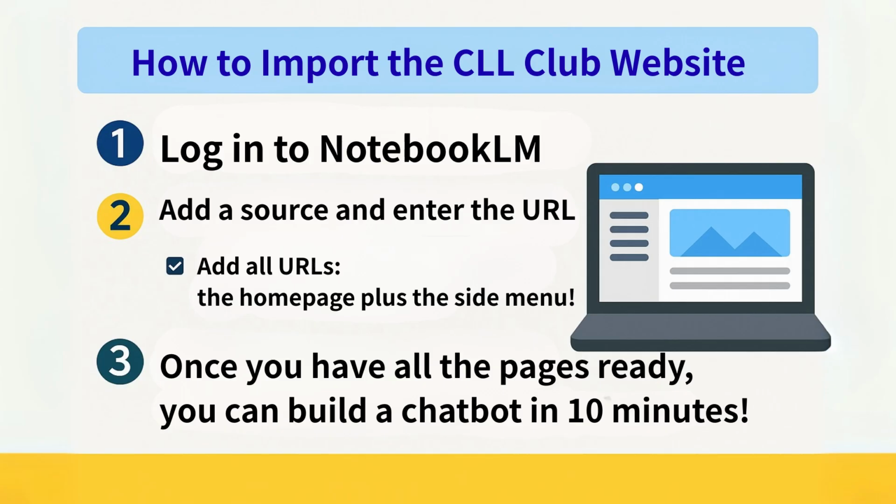If you only add the homepage URL, you will only be able to use the information from that page. By adding the side menu URLs too, you'll be able to access the information for the entire website. It might take a bit more work, but make sure to include the side menu URLs as well. Once you have all the necessary pages ready, your chatbot will be done in just 10 minutes.